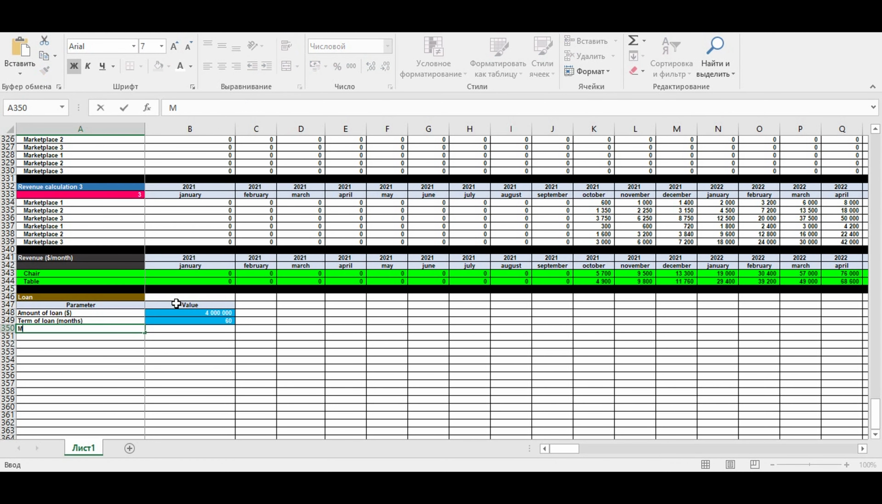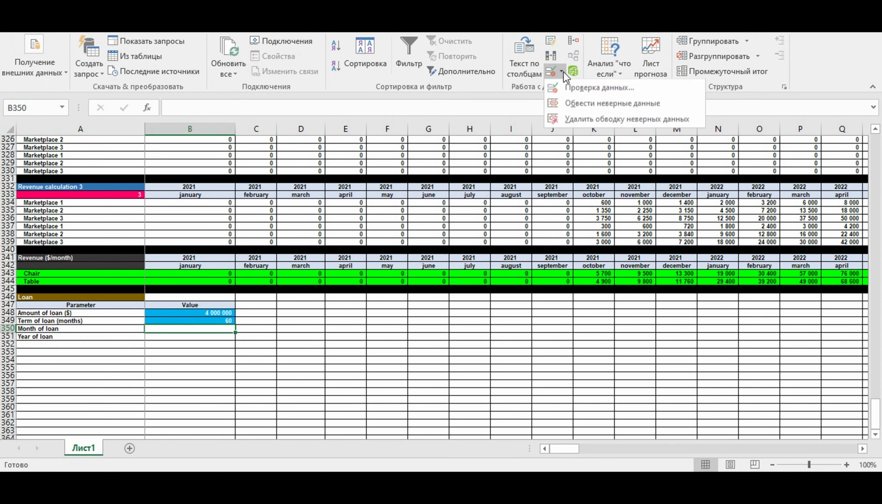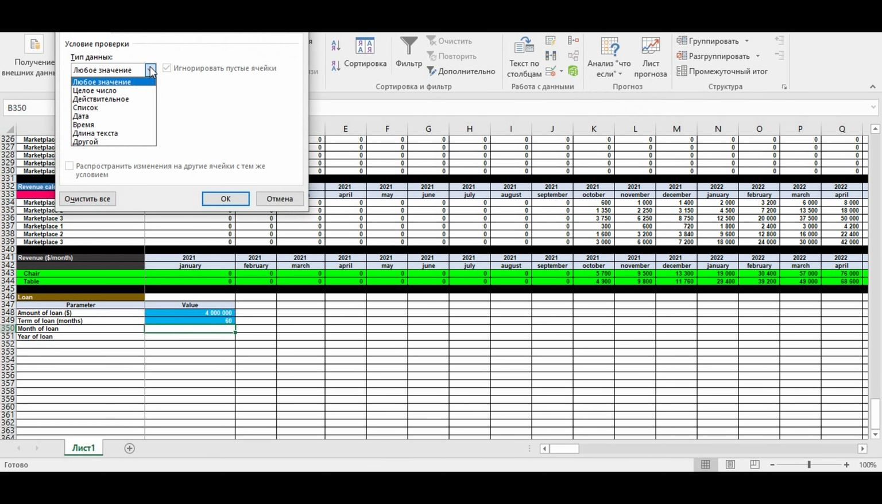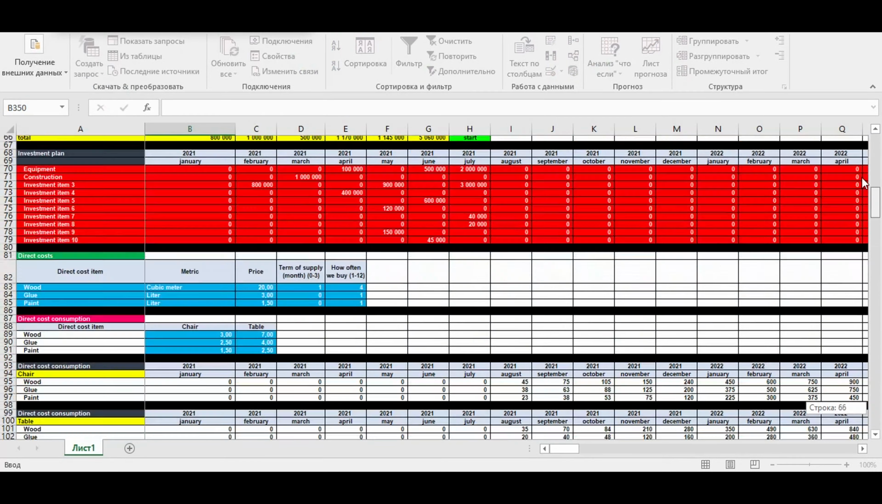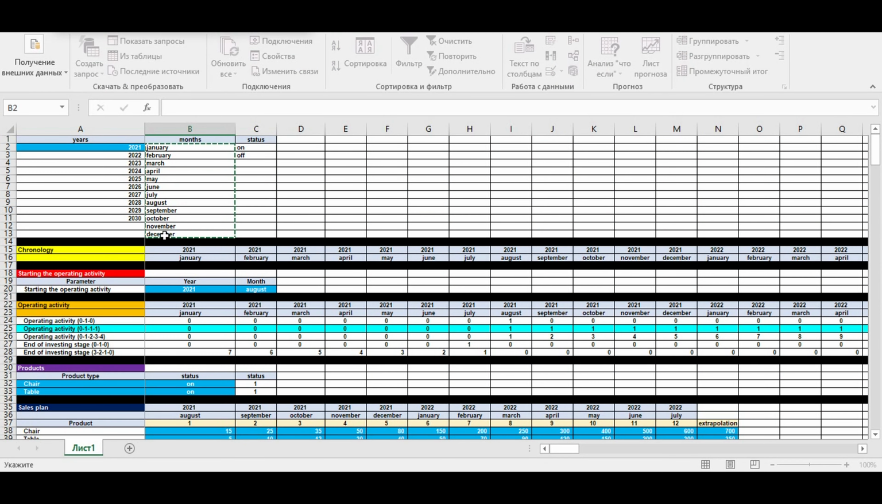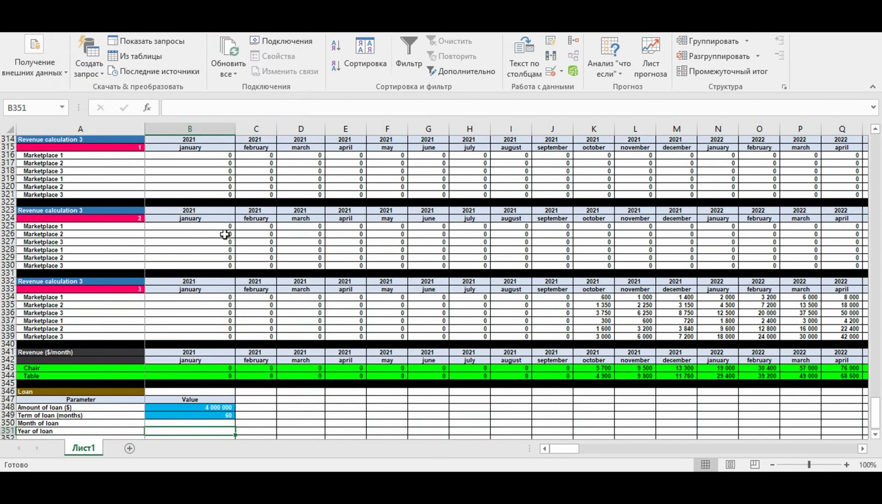Then we specify the month and year when we take the loan. For example, it will be April.